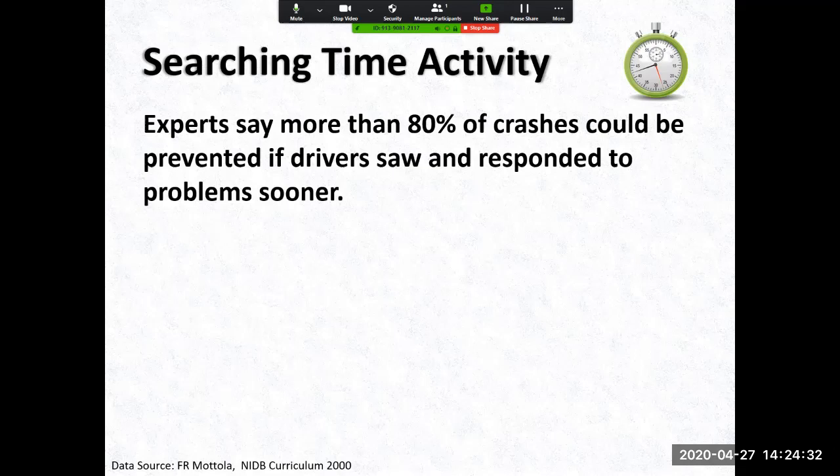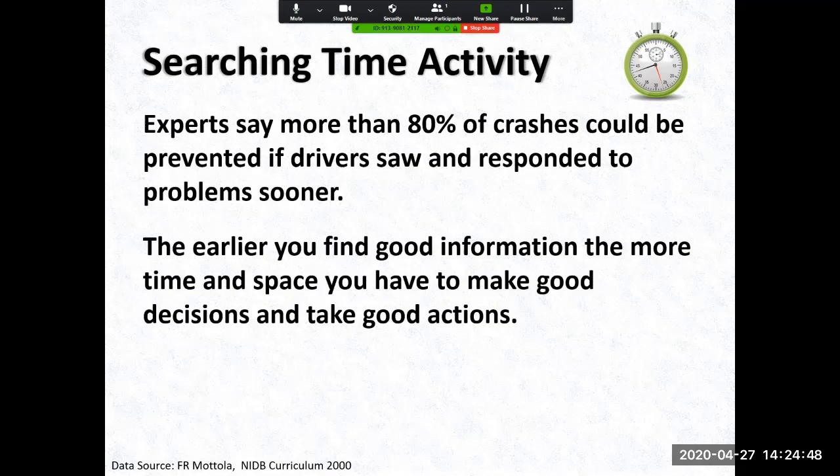Okay, so that accurate perception is so important, because if you study collisions, experts, this is Fred Matola, he has a lot of research data in this, 80% of crashes would be prevented if drivers saw and responded to the problem sooner. Okay, well, that is easy to say, right? If you see it, you're going to do something about it. Okay, but it's seeing and responding to that problem.